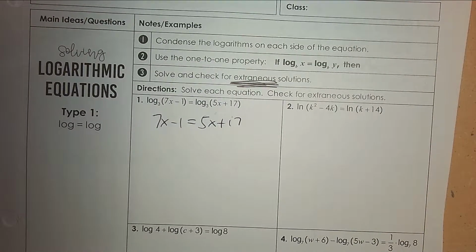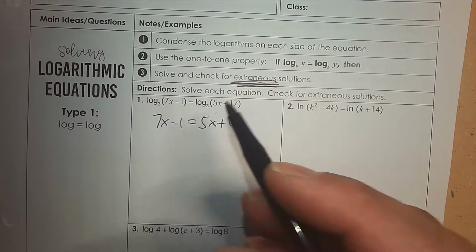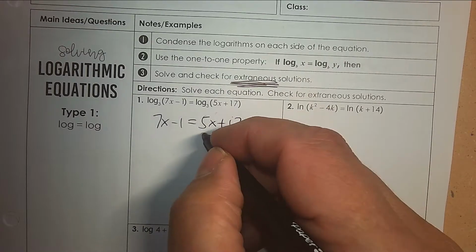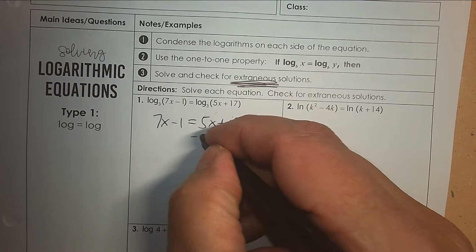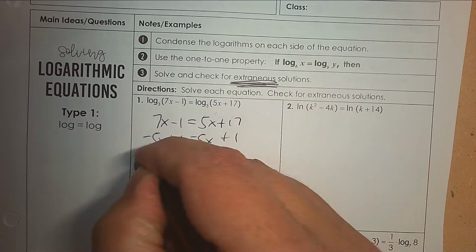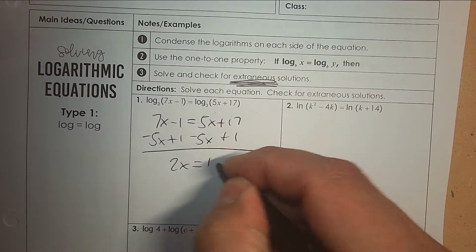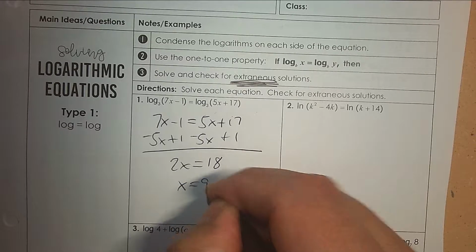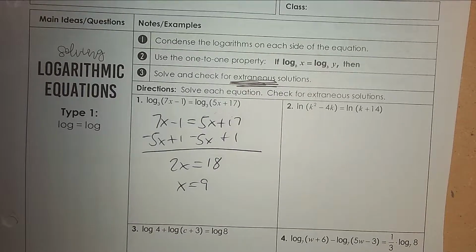What type of equation is this now? It's no longer a logarithm, but it's now linear. How do I solve a linear? Combine like terms. So a good step would be subtract 5. And another good step would be to add 1. And then divide. So we get the answer x equals 9.